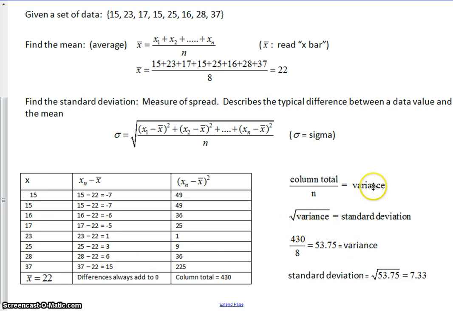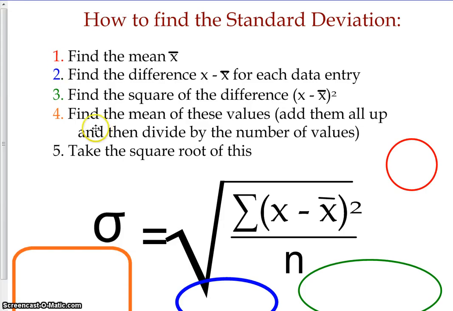That square root of that variance is the standard deviation. So in this case, it's 7.33. Well, let's see it in action. I think that's going to help us a little bit more.